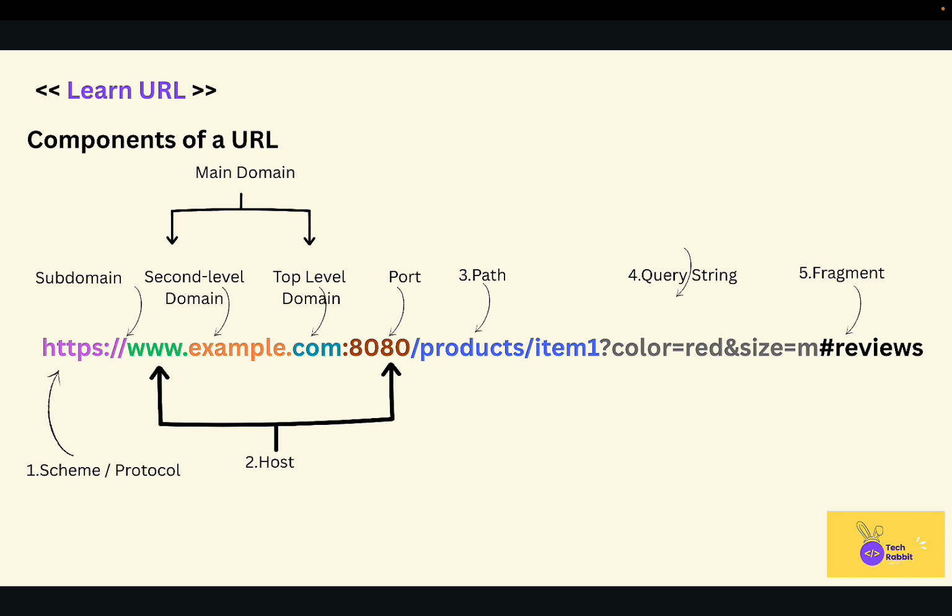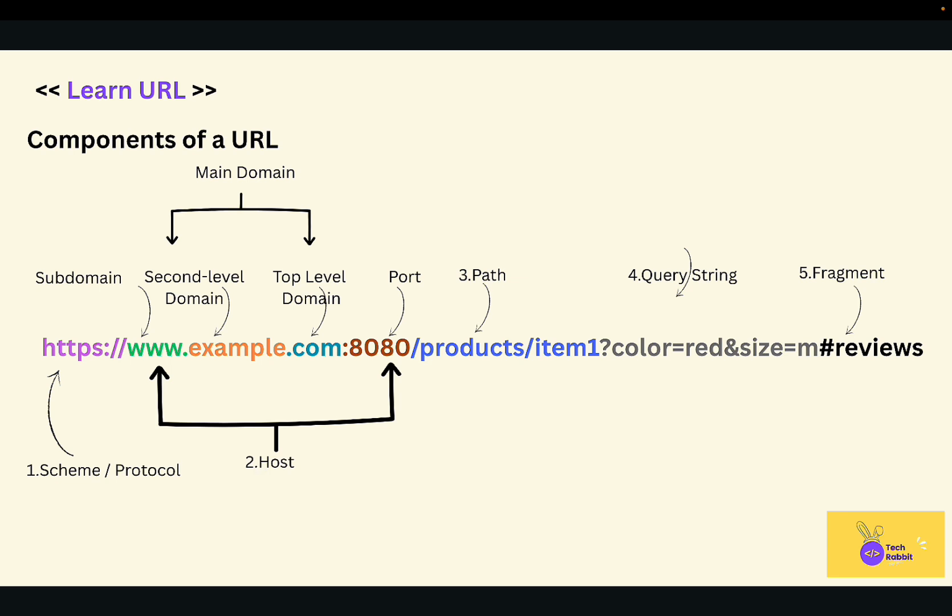The first section of the URL is scheme or protocol. Basically, it's defining how data is transferred between the clients and the server. It usually starts with HTTP, HTTPS, FTP, and mailto, and ends with a colon and double slash. So in this example, we have HTTPS, colon, and double slash.